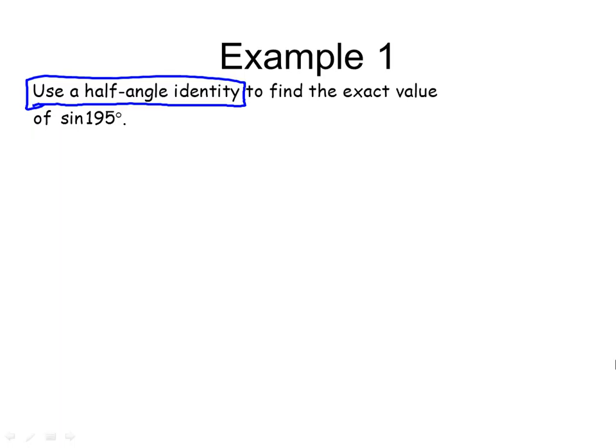Well, the half angle identity that you're going to use is sine of U over 2. Okay? Sine of U over 2. That's the half angle identity. Watch this. Are you watching? U over 2 is equal to 195. Do you agree? Because I'm asking you to use a half angle identity. So U over 2 is equal to 195.